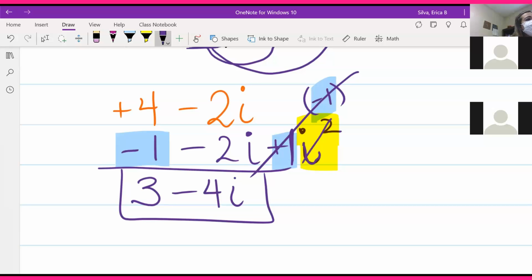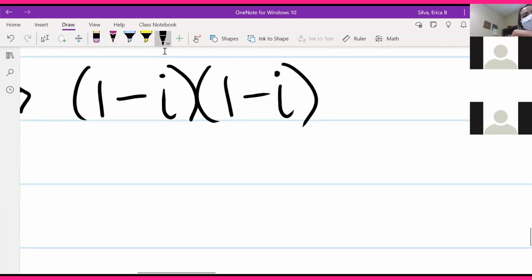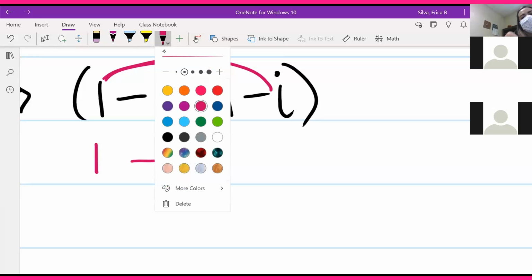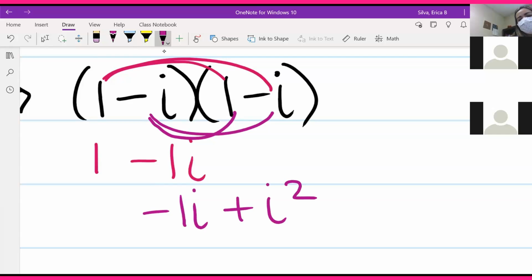All right, go to the Pear Deck for your last example. We're going to start by multiplying 1 times 1, that gives us 1. 1 times negative i, that's negative 1i, right? Everybody good so far? Okay, now let's do negative i times 1, that's negative 1i. Negative i times negative i gives us a positive i squared. Everybody good so far? Yes? All right.